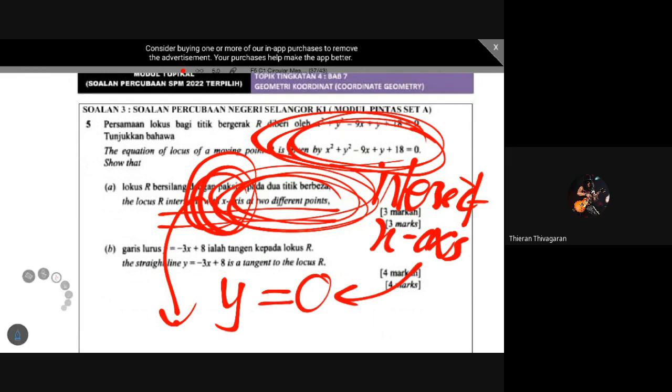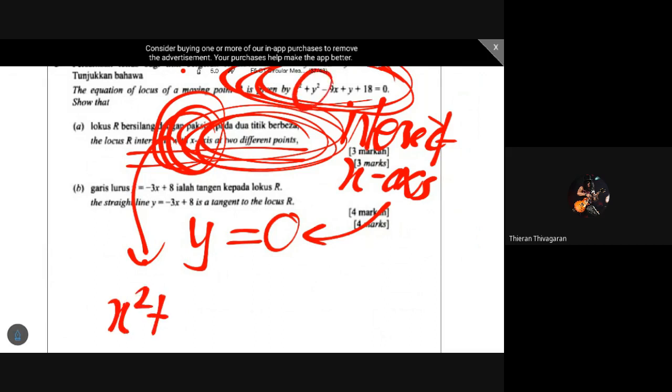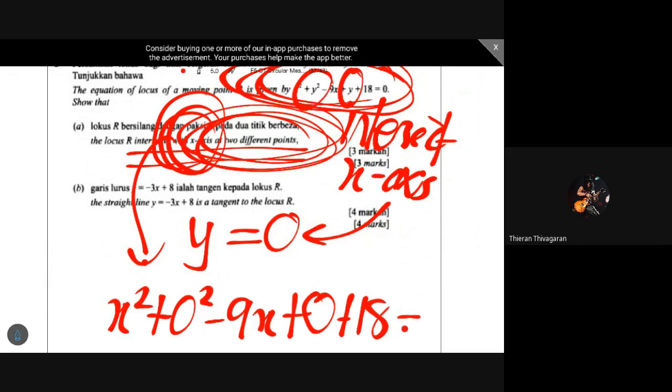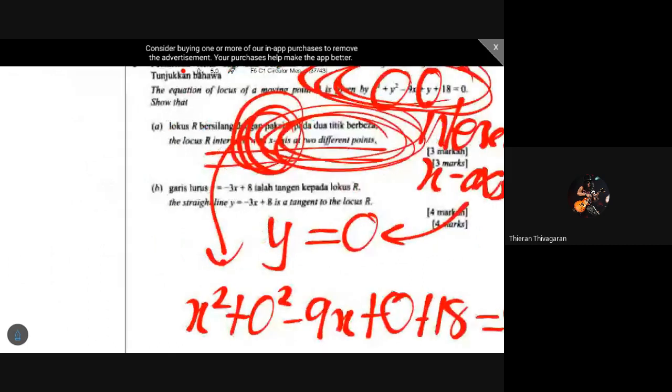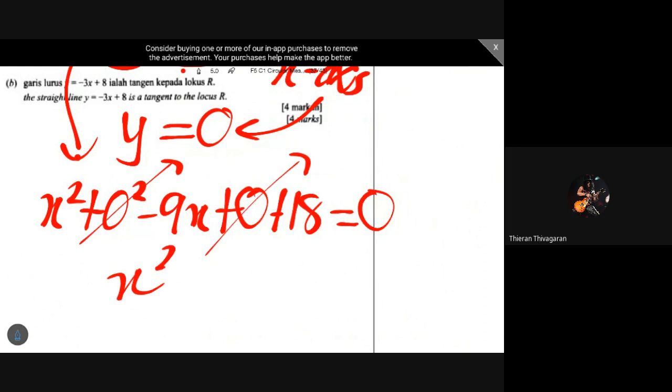Okay, so you can modify the equation over here. x square, y square becomes 0 because plus 0 square. And then minus 9x plus y becomes plus 0 because y is 0. Plus 18 equals 0. So this one I can potong because 0 square is 0 and 0 is still 0. So this one saya boleh potong, yang ni pun boleh potong. Okay, so you get this quadratic equation. Kamu boleh dapat persamaan kuadratik.